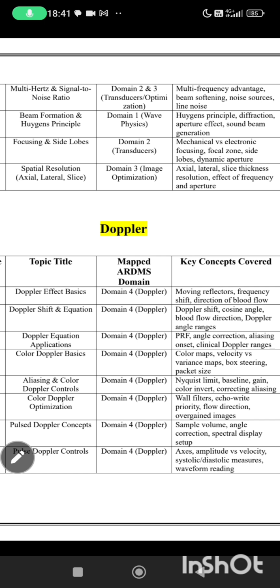If the reflected frequency is high, it's a positive Doppler shift. If it's low, it's a negative Doppler shift. Then how to calculate Doppler shift? FD is equal to receive minus transmit.